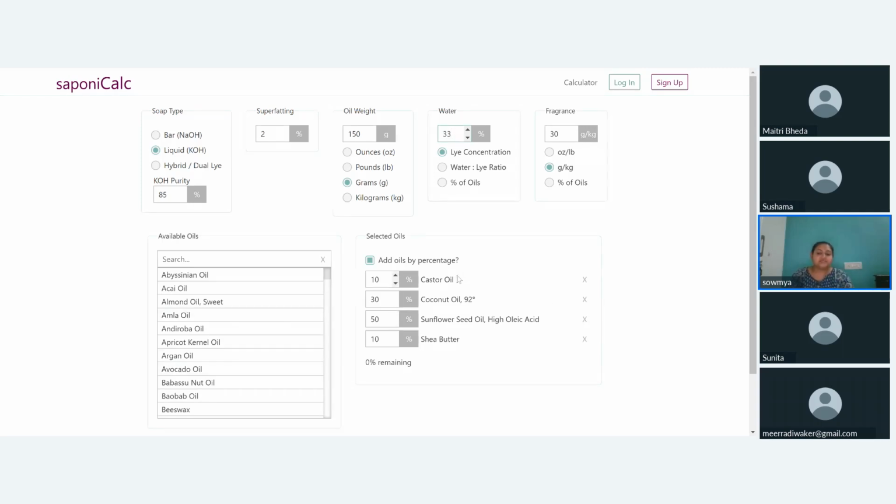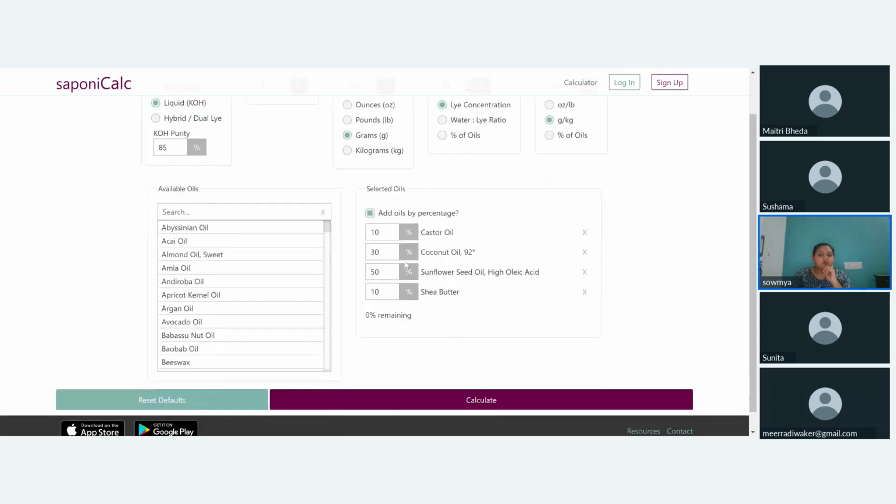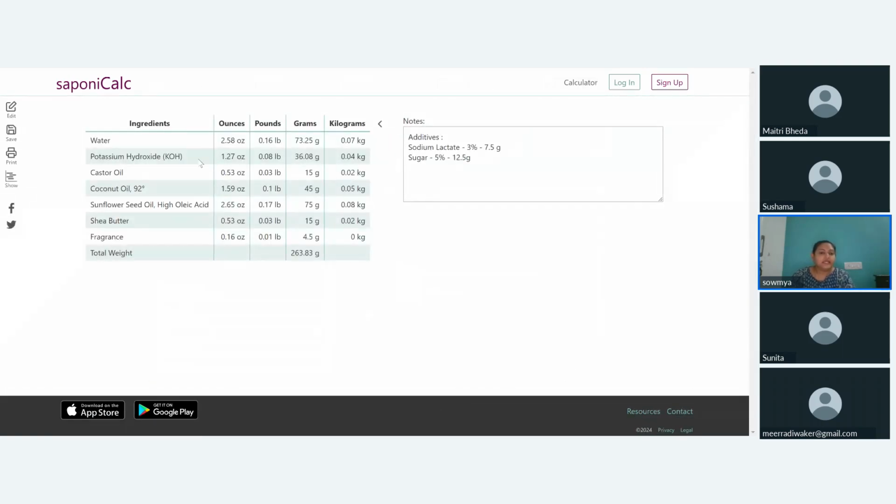So these are the oils that I have selected: castor oil, coconut oil, sunflower oil, and shea butter. Castor oil I have chosen 10%, coconut oil 30%, sunflower oil 50%, and shea butter 10%. Now after selecting all of this, I will just put calculate. It will calculate and give me everything.